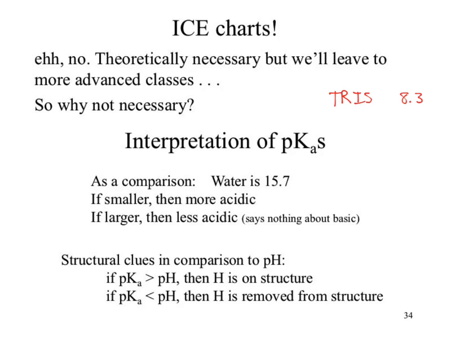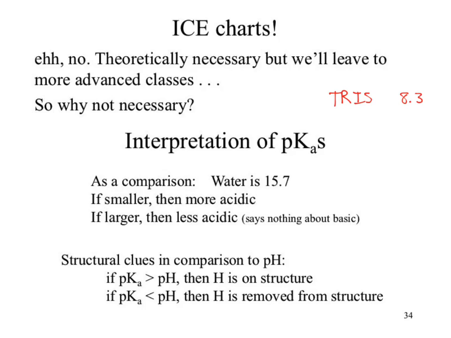Okay. What do you think? Is our Tris acidic or basic? Why is it acidic? It's lower than that of water. Water is our neutral species, so if we have a pKa that's lower than it, which I know sounds weird, that means it's more acidic.